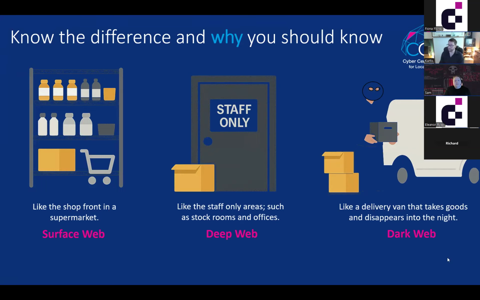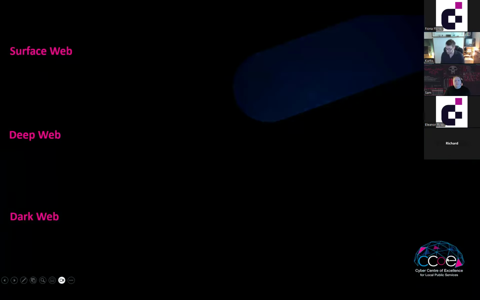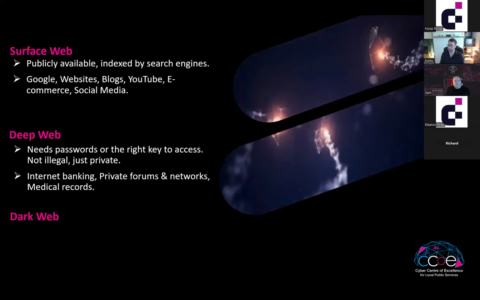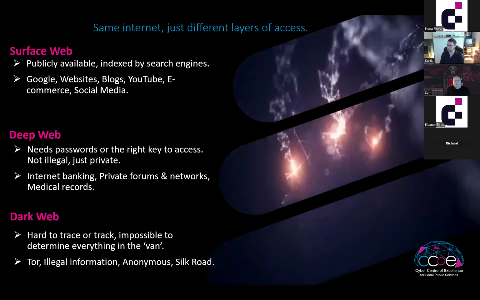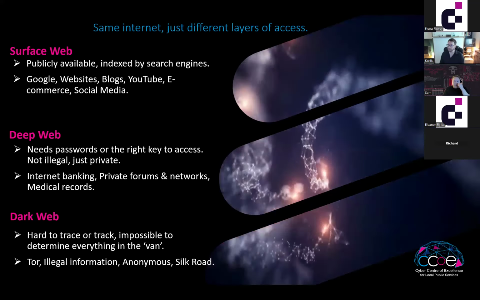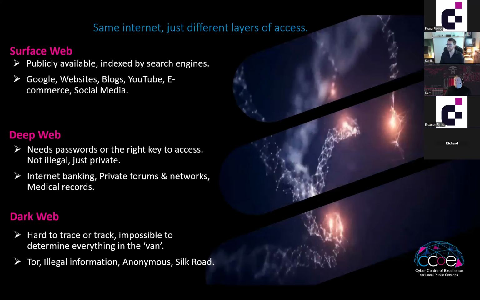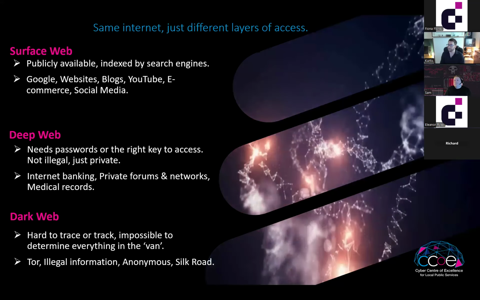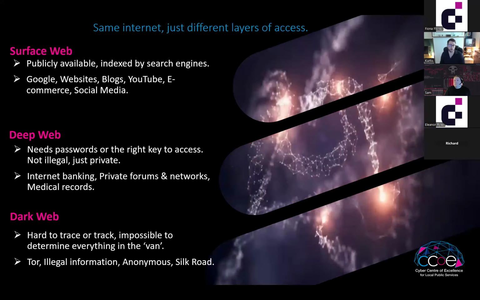Now, a key part from discussions I've had with others is realizing that actually the surface web, the deep web, and the dark web are all the same web. They're just different layers of access to it. So surface web is publicly available, like Google and websites and YouTube and that kind of thing. Deep web, you usually need a password or a key of access in some manner to be able to get there. It's not illegal at all. It's just private. That's all.